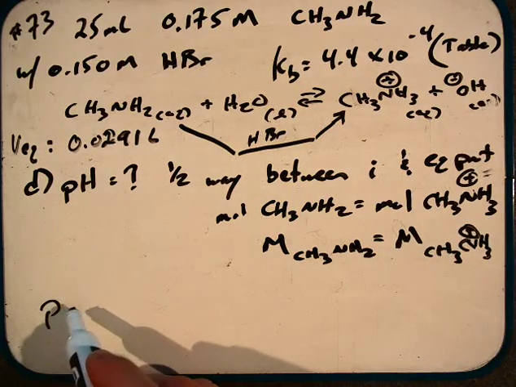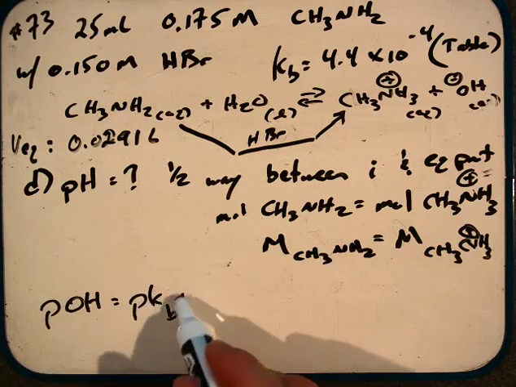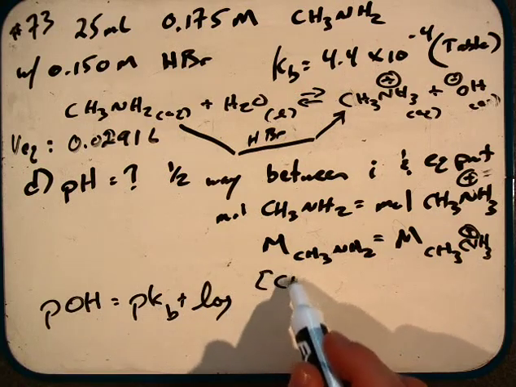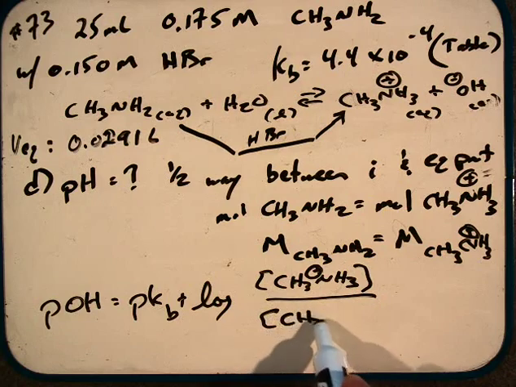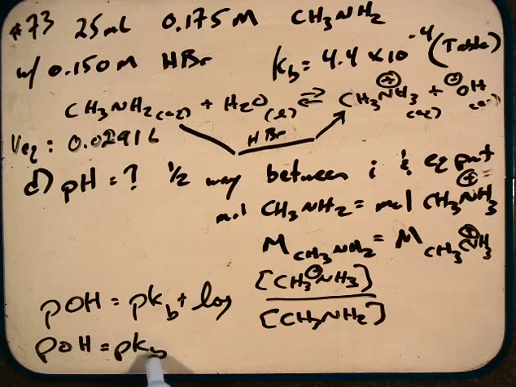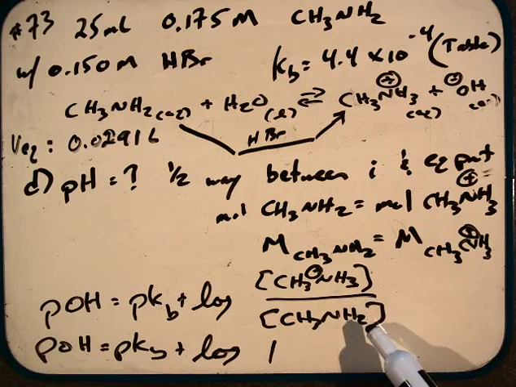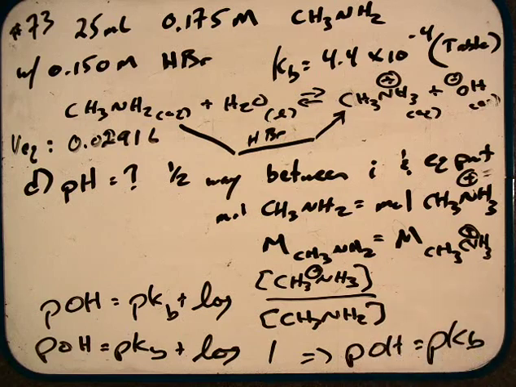If we look at our Henderson-Hasselbalch, that means our pOH equals our pKb plus the log of our concentrations of conjugate over parent. This is really saying the pOH is equal to the pKb plus the log of 1, right? Because this concentration is equal to that concentration. The log of 1 is 0, and so what that is saying is that at this special point, our pOH is actually going to be equal to our pKb. And then from that pOH, we can get our pH.